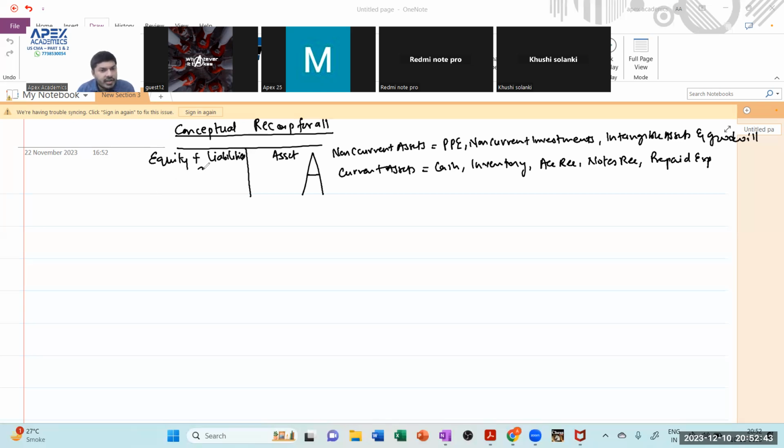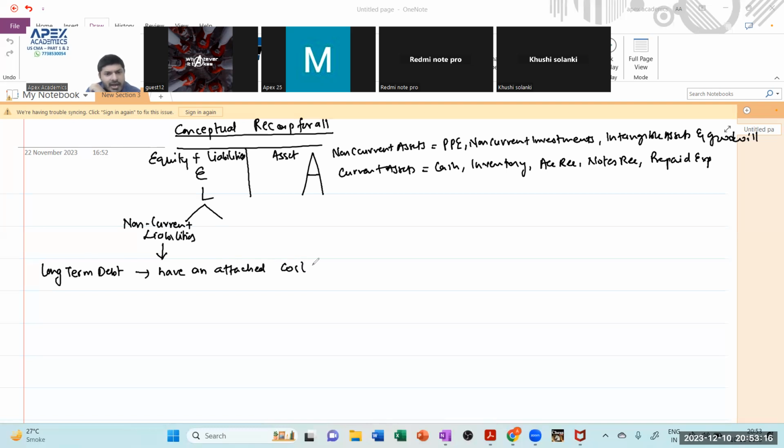It comprises equity and liabilities. Now liabilities are of two types. The first are your non-current liabilities. In non-current liabilities, what do I have? I have long-term debt. Long-term debt has an attached cost to it. Can anybody tell me what is that? Interest is the right answer. Meaning if you take a loan, you will have to pay interest on it. It has an attached cost of interest.